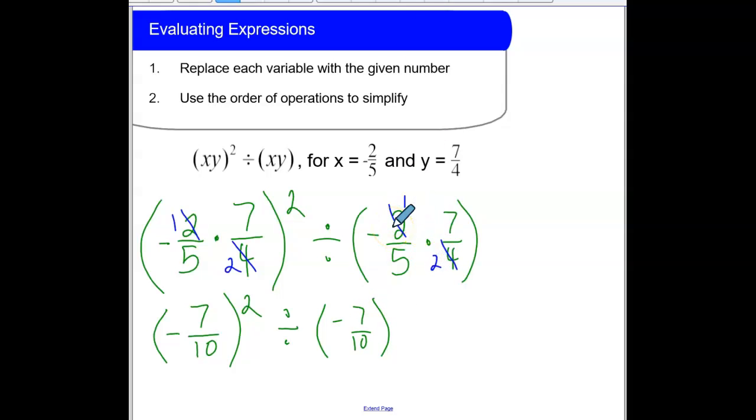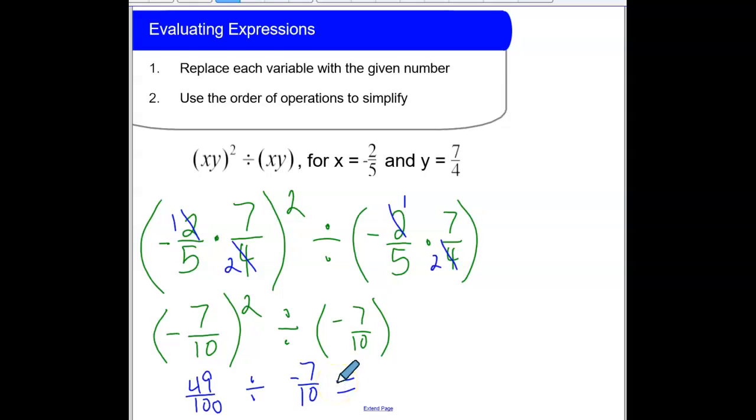All right, negative 7/10 squared. That means negative 7/10 times negative 7/10. That's positive 49 over 100. Divided by negative 7/10.